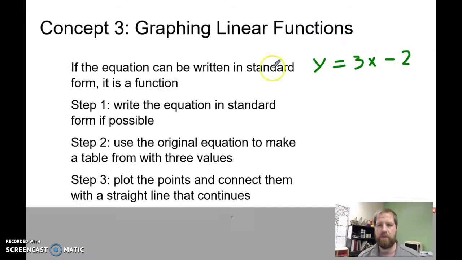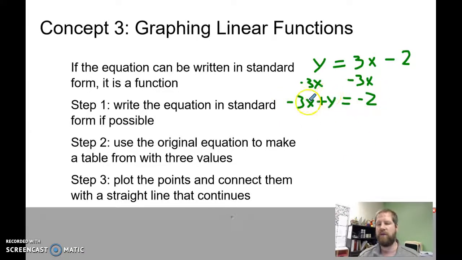Standard form has both variables on one side. So if I'm going to move this 3x over, I'm going to subtract 3x, and I have a negative 3x plus y equals a negative 2. That's standard form. Doesn't matter that I have these negative signs here.